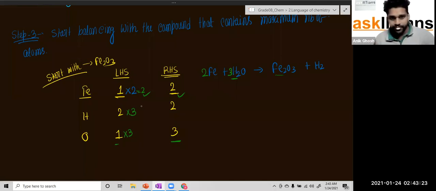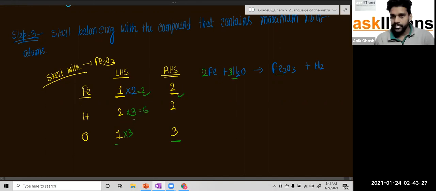So if it gives you 6, you can also come back. Let's use all these things. The thing is we are trying to balance the chemical equation. I have already written it, 3H2, I have already written it. Wait for a moment.